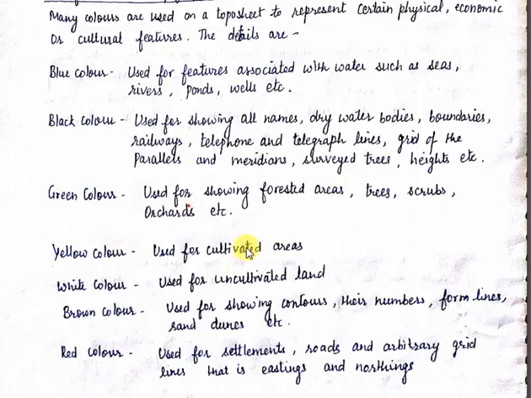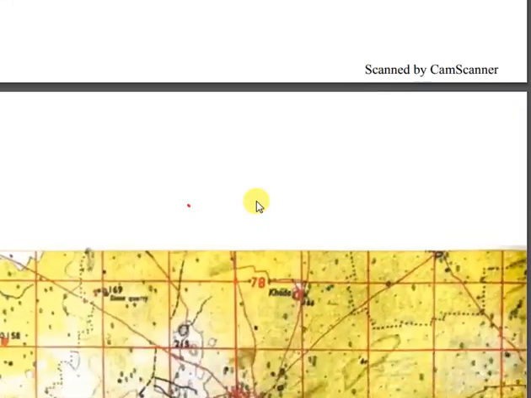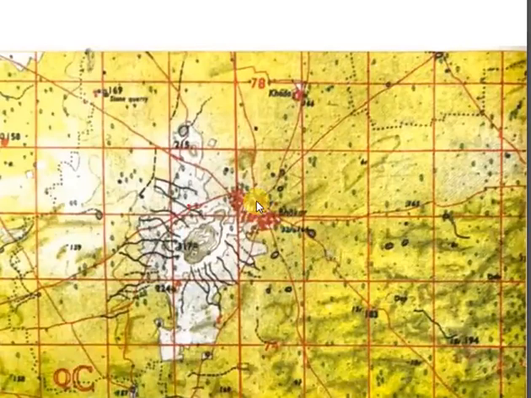So now we will see how these colors are being used in a topo sheet. Here the topo sheet is shown, where the different colors which I discussed earlier appear. You are able to see the northing and easting lines in red color, settlements shown by red color, heights shown by black color, and green color for the vegetation, like here you can see the trees shown with the green color. Yellow color is showing the agricultural land. Brown color is used here for the contours of the mountains, cliffs, etc.